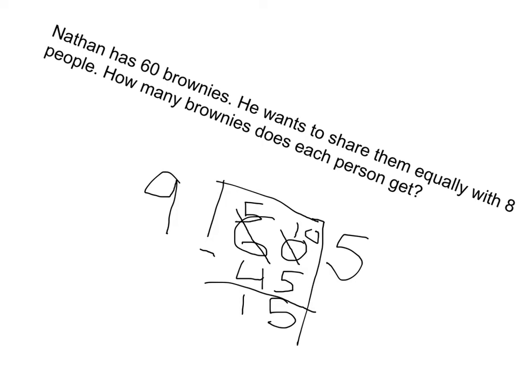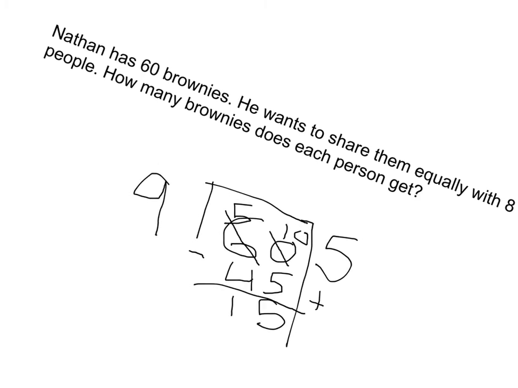And then you would do 9 times something equals 15. 9 goes into 15 0 times. So you can't do 9 times anything to get 15. But you do a number that's close to 15, so you can do 9 times 1. So you put the 9 down here, and then you put the 1 over here to do 9 times 1.